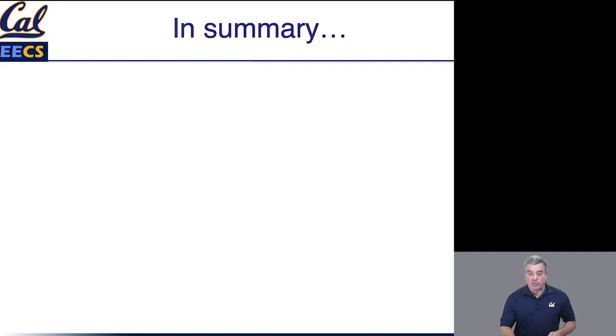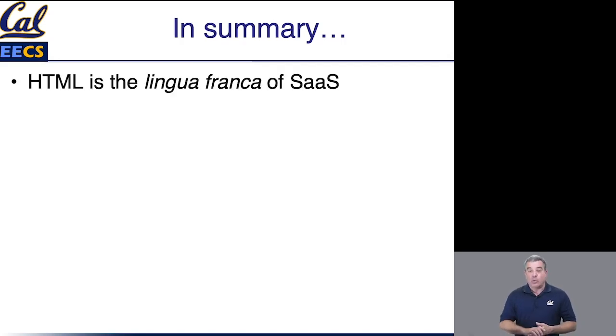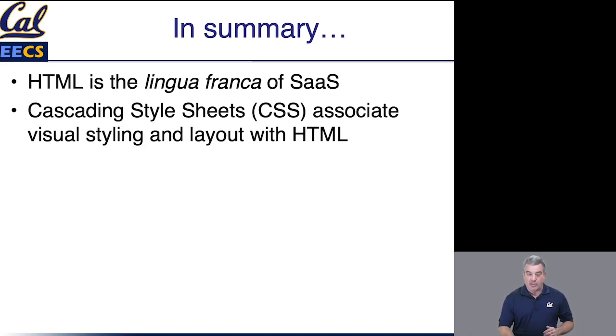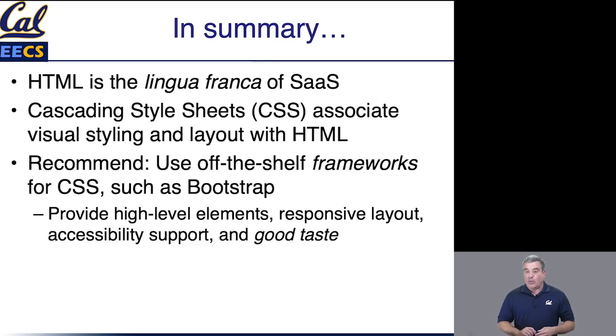So to sum up what we've learned, HTML is the lingua franca of software as a service. It began with the web, it is still with us, and no matter what you do, you're going to have to learn the basics of how you put together an HTML page, and in particular, how cascading style sheets can be used to describe the styling of that page in a way that doesn't interfere with the page's logical structure, which is what HTML is supposed to expose. We highly recommend that when you do start styling your pages, you use an off-the-shelf framework. Bootstrap is one of our favorites, but there are many choices.